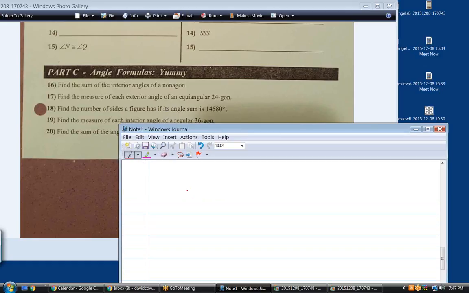How would we do 18? Find the number of sides of the polygon. In other words, the difficulty in 18 is, what's the equation? How am I going to solve for the number of sides? Would you divide that number by 180? Give me an equation that I can solve. 14,580 divided by 180. Hold on.